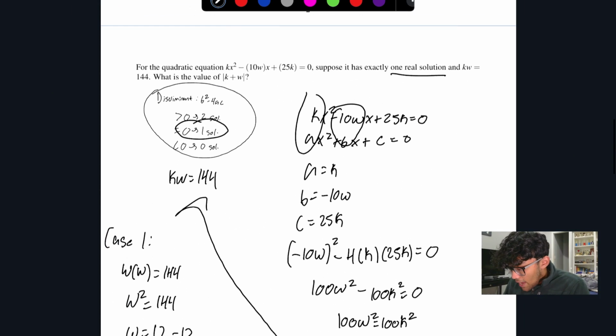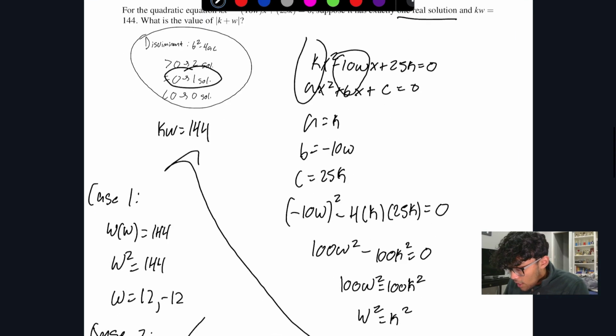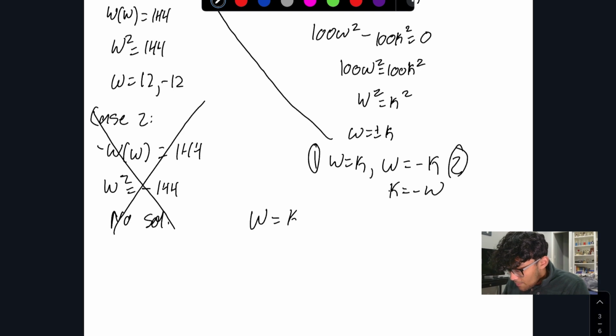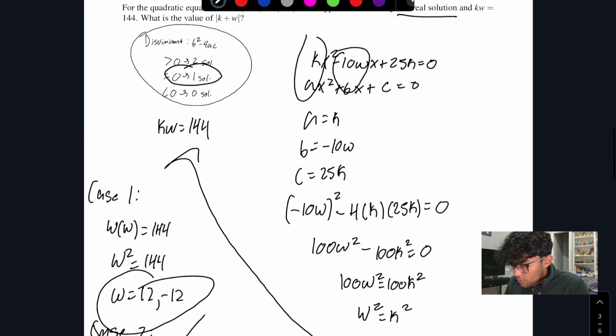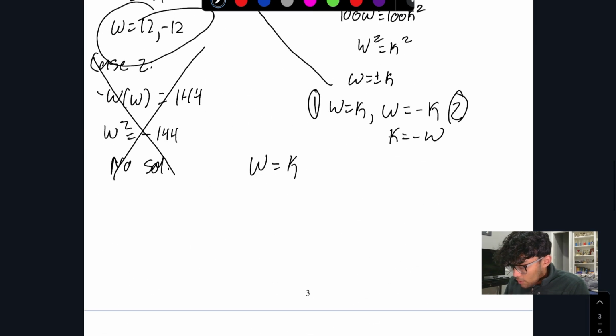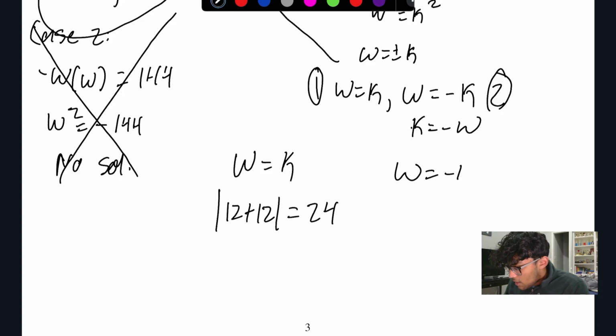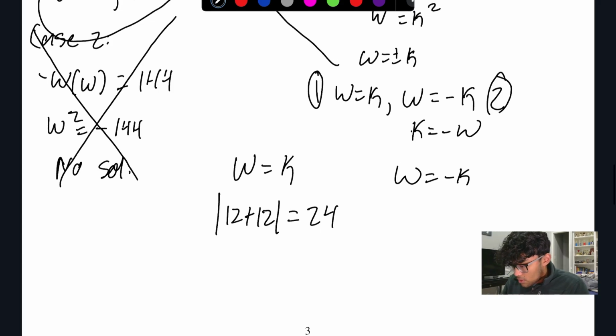So it's asking for the absolute value of k plus w. Since w is equal to k, let's do case 1 again. We should effectively get the same value for k plus w here. Let's just double check. So w is equal to k, so we have the absolute value of 12 plus 12, which is 24. And we have w is equal to negative k. So let's use negative 12.